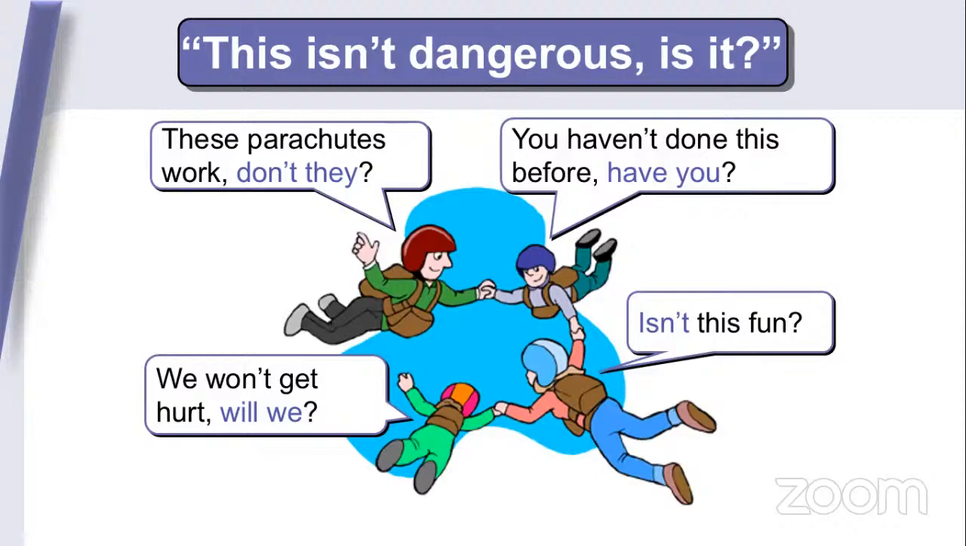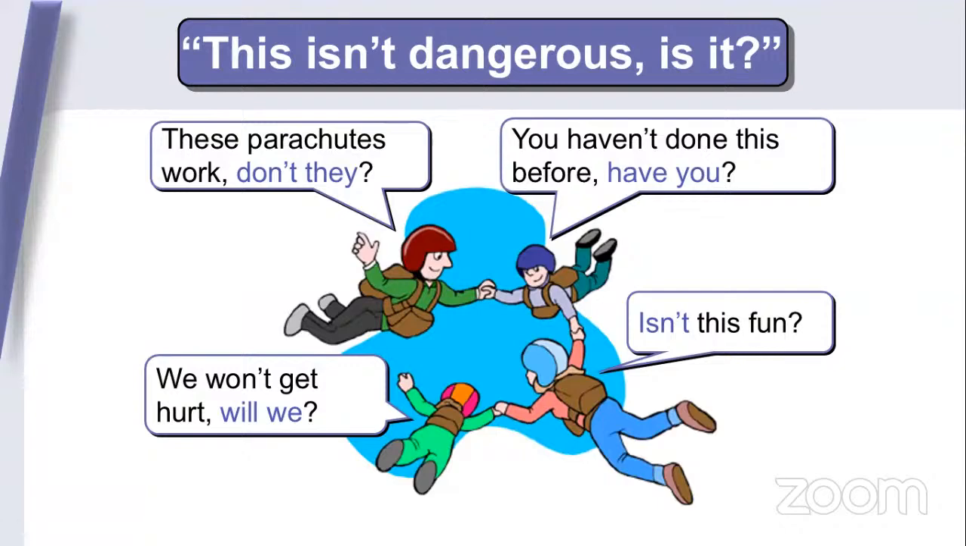Tag questions. Okay. And notice this. For example, these parachutes work, don't they? Positive and negative statements. You haven't done this before, have you? It's the other one that, also in that case, it's different. So you haven't done this before is negative and have you is positive, right? So when the statement is negative, the tag question will be positive.